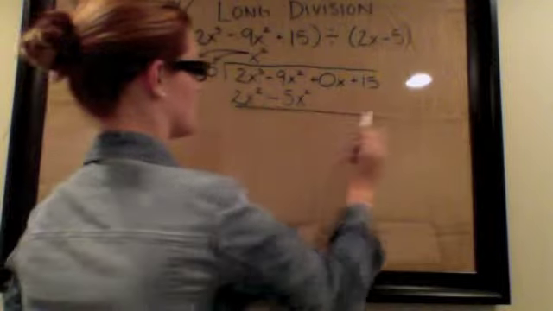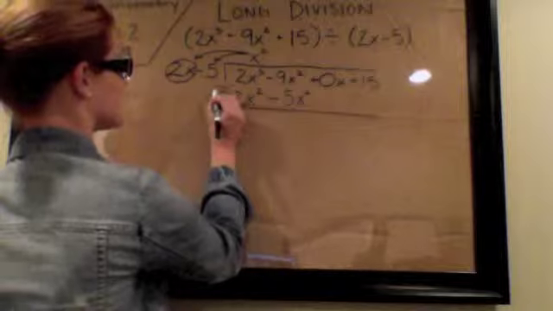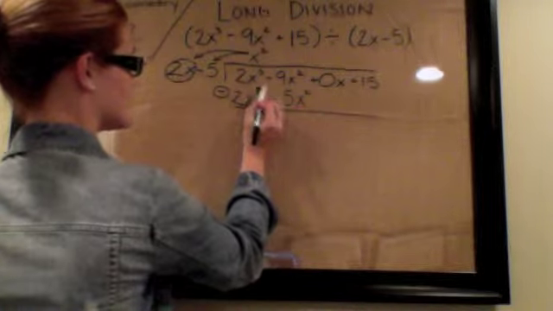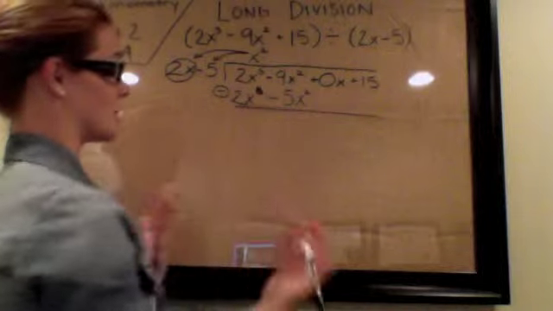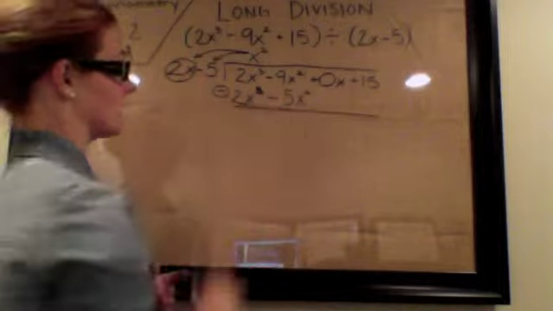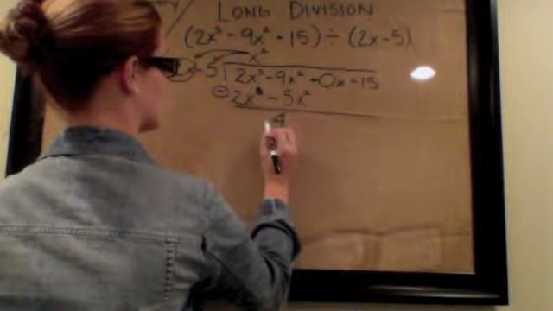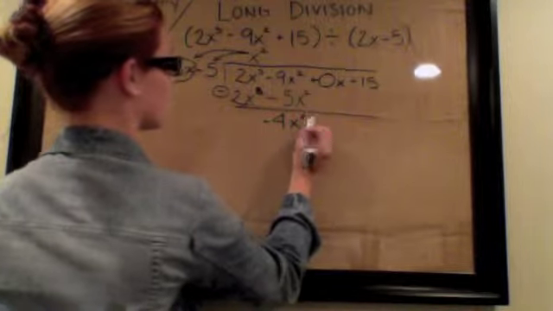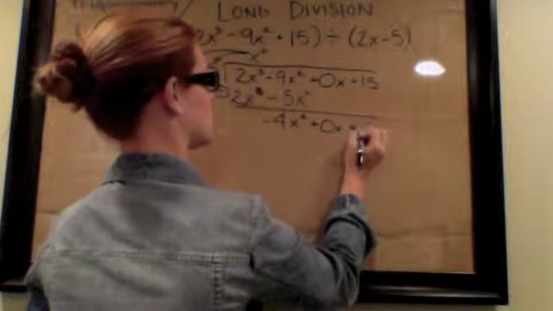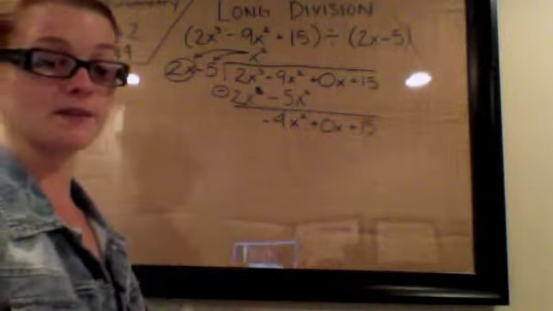Draw my line, because if you remember from long division, you now subtract these lines. 2x cubed minus 2x cubed gets me no term. That was the goal. Negative 9x squared minus negative 5x squared, so that's really becoming plus 5x squared, gets me negative 4x squared. And now I bring down the rest of my terms, plus 0x plus 15. Okay? Now, I'm going to start the process again.